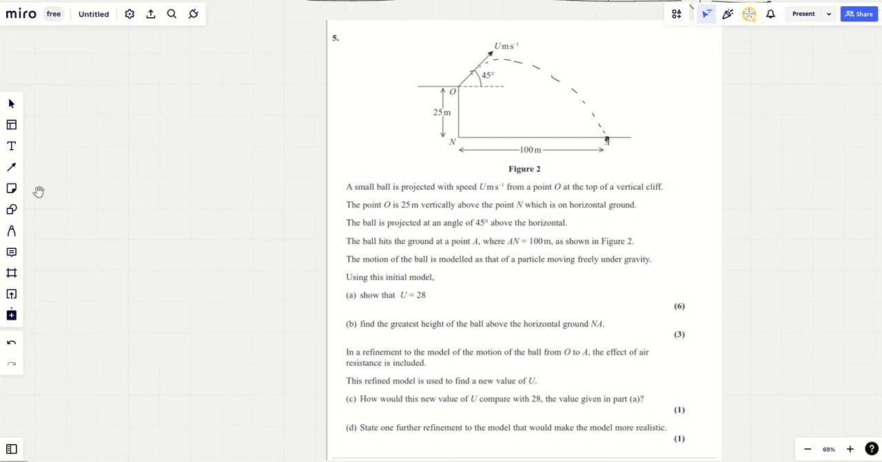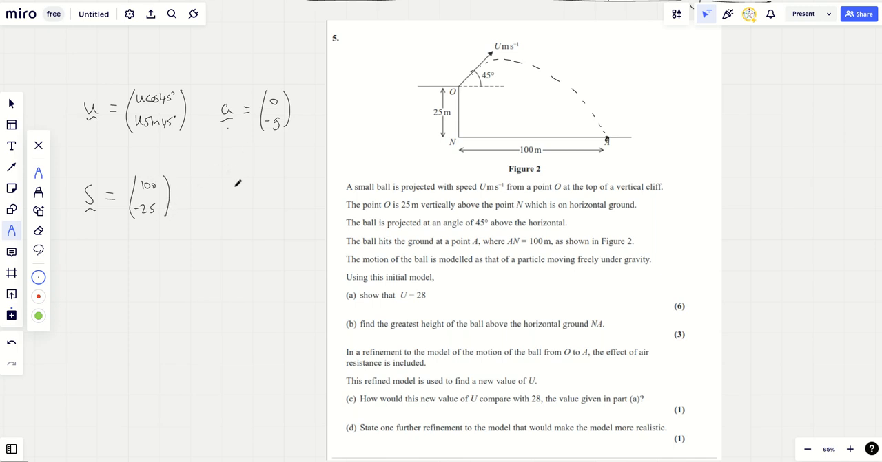What I would do personally here is set up my vectors. U is going to be equal to U cos 45 and U sine 45. You always have A is 0 minus G. Now in this one you've also got S, because S is actually negative 25 for the Y component and 100 for the X component, yeah? And if you're in doubt with what else to write down, I normally put down T equals T. In other words, I can set up two equations with two unknowns, because I can use S equals UT plus a half AT squared.